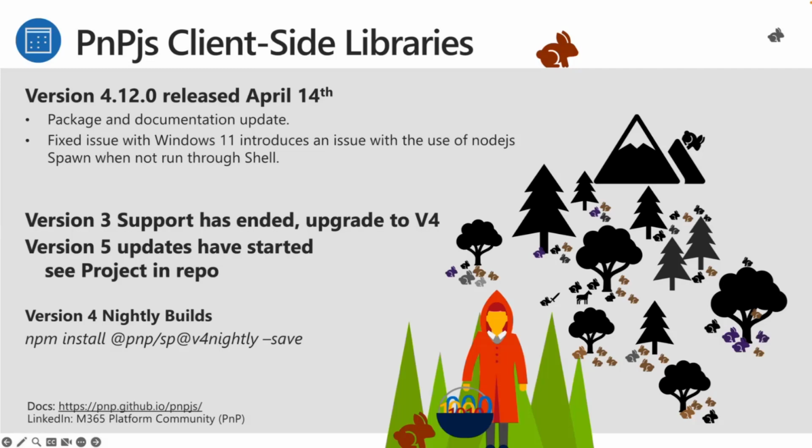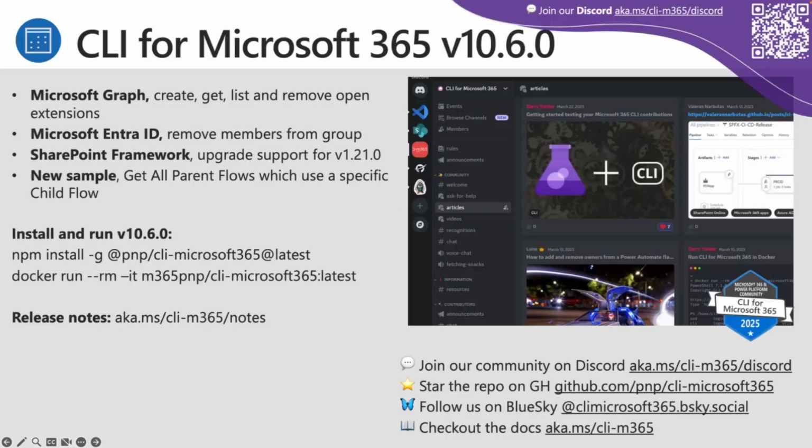All right. Woohoo! All right, and Gary, would you like to tell us all about the CLI? I can, thanks, Chris. So CLI for Microsoft 365 version 10.6 release. So we've got new commands for managing open extensions in Microsoft Graph, removing members from a group in Microsoft Entra ID. As Vesa already mentioned earlier in the call about the new version of SharePoint Framework 1.21, we've added upgrade support for new versions of SharePoint Framework, so you can upgrade your projects nice and easily.